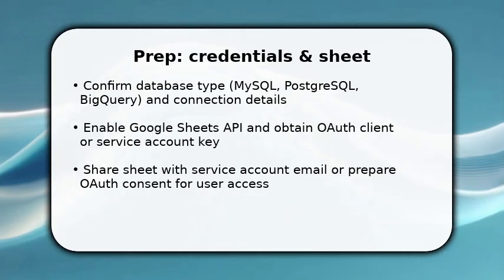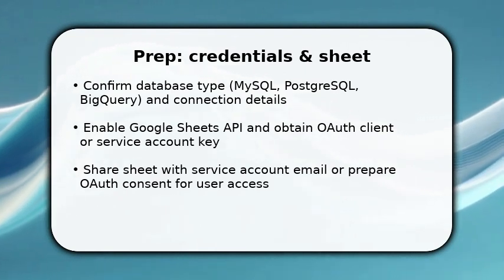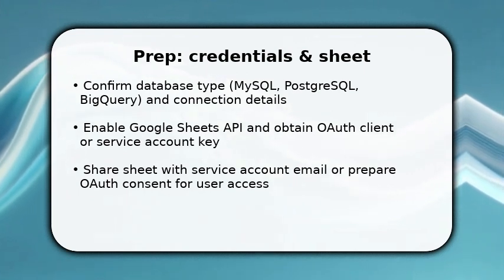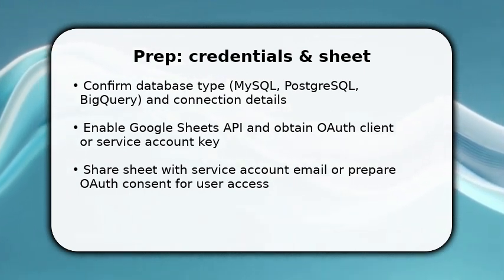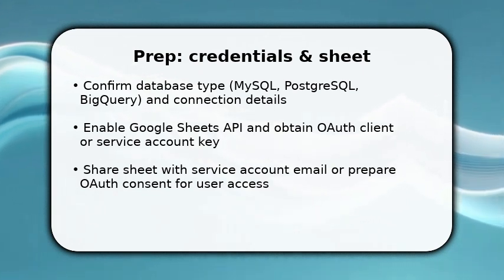You start by gathering credentials and granting access. Connect details matter: host, port, database, user, and password or key. Once done, enable the Google Sheets API in Google Cloud and create OAuth client or service account keys. Make sure to download JSON.